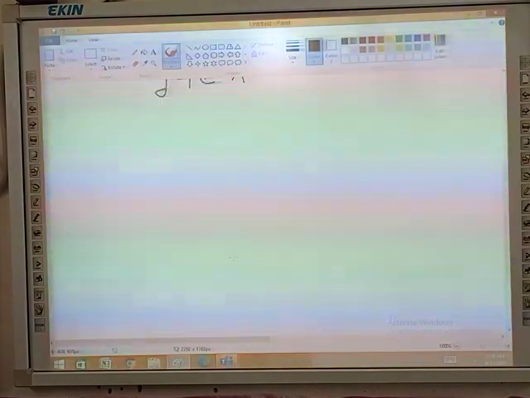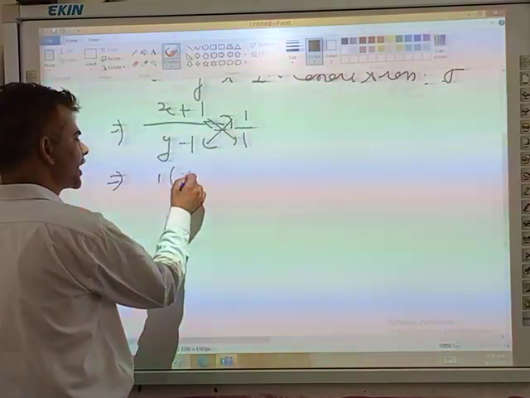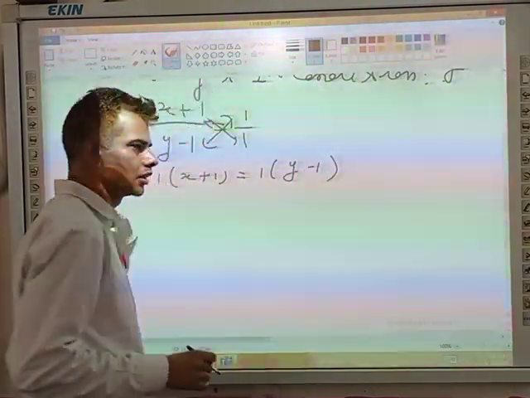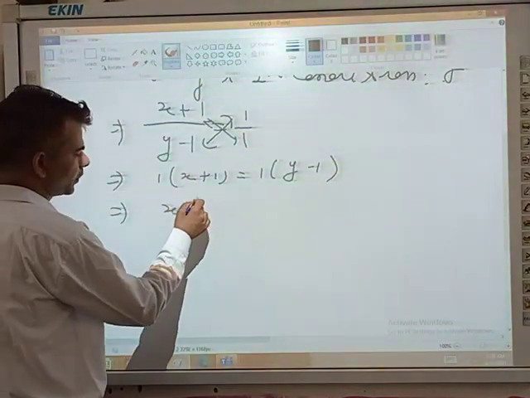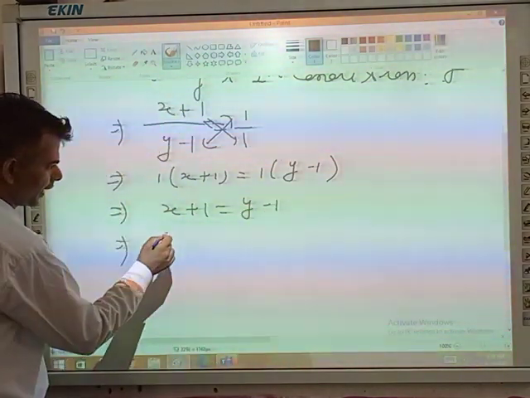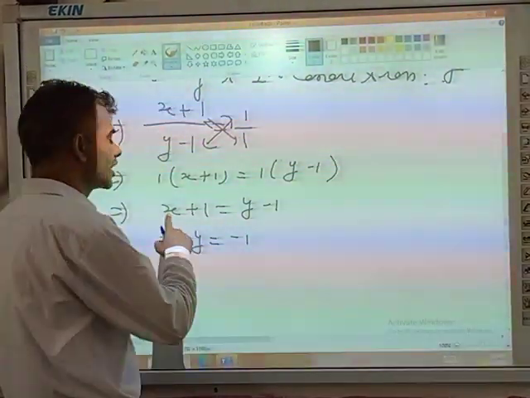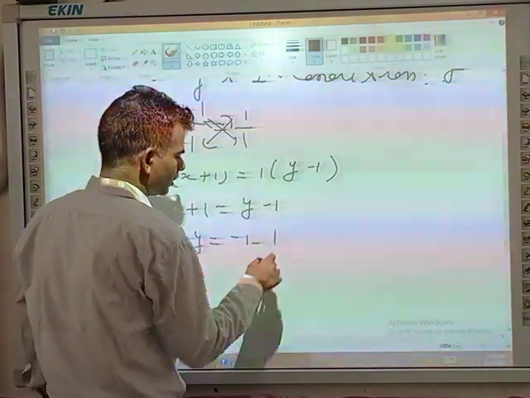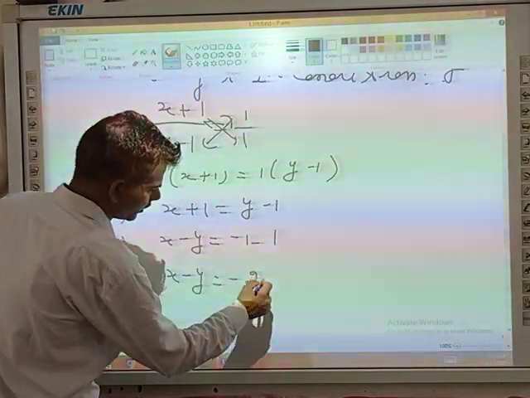Students, cross multiply it. It becomes 1 multiplied by x plus 1, and 1 multiplied by y minus 1. Students, any doubt? x plus 1 equals y minus 1. It becomes x minus y equals minus 1 minus 1. If you transfer plus 1 from the left hand side to the right hand side, plus 1 changes into minus 1. x minus y is equal to minus 2. Equation first.